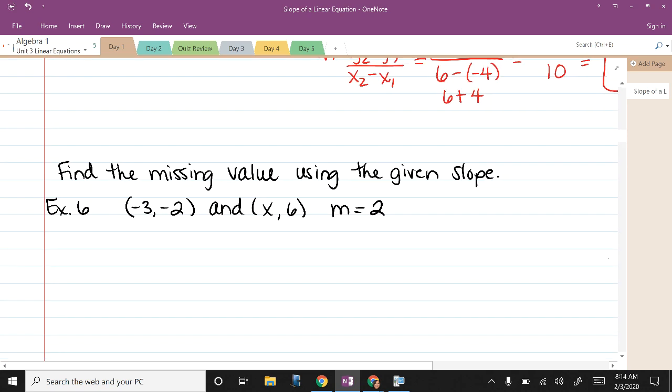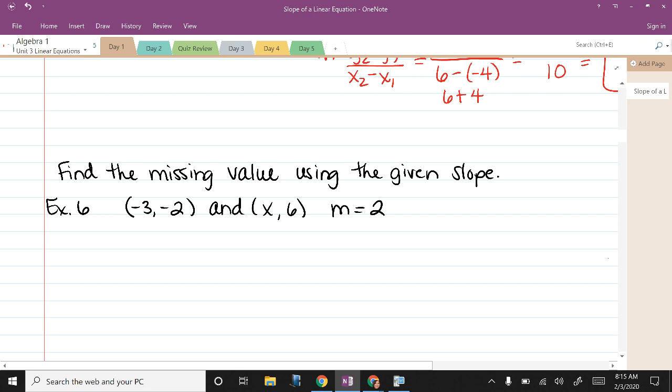Now, we're going to find a missing x or a y value, but we're given the slope. So we're going to use our formula for slope to help us find this time a missing x value. Y'all with me? Okay. So we know the slope now. This slope is 2, right?